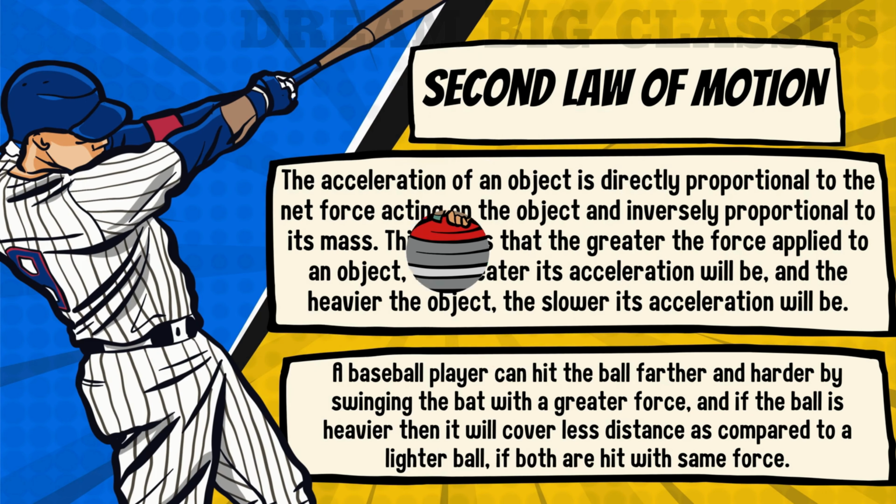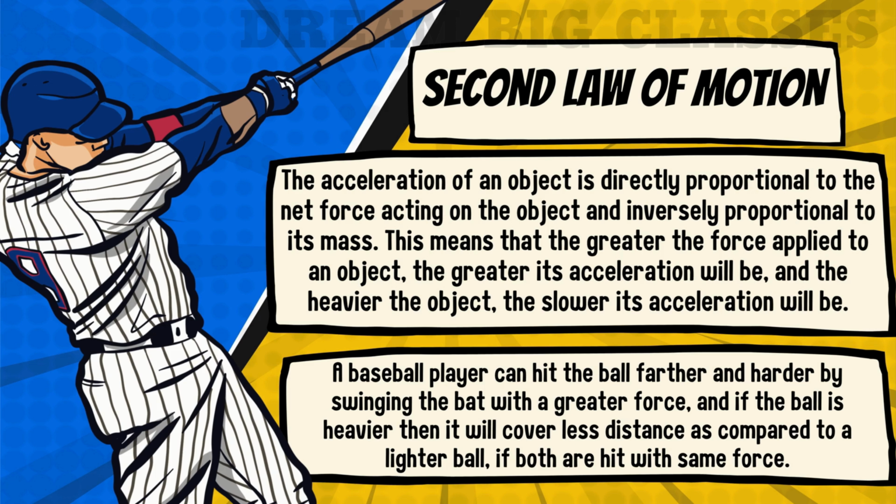What is the second law of motion? It states that the acceleration of an object is directly proportional to the net force acting on the object and inversely proportional to its mass. This means that the greater the force applied to an object, the greater its acceleration will be, and the heavier the object, the slower its acceleration will be.